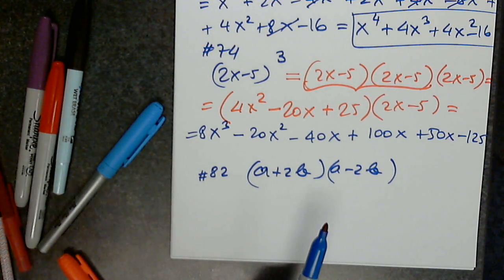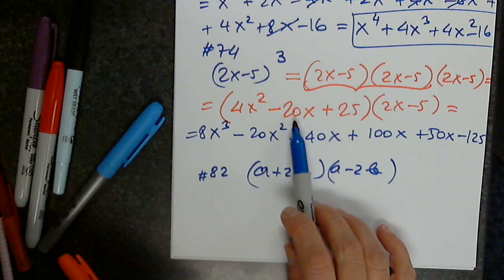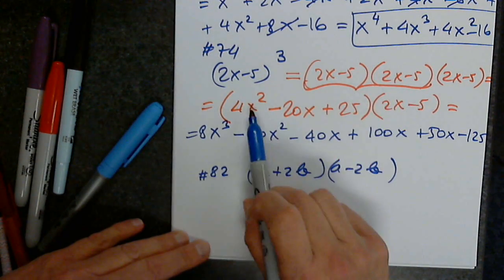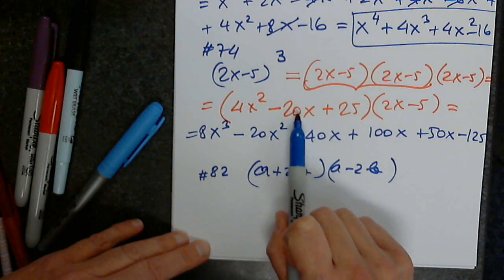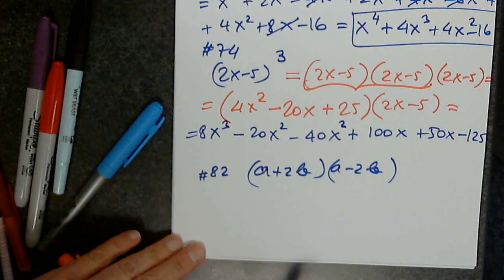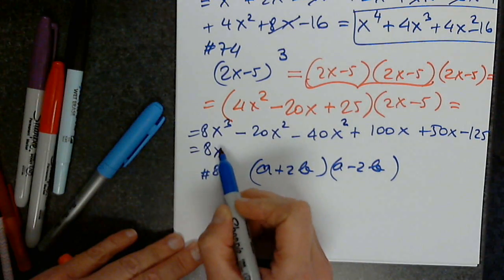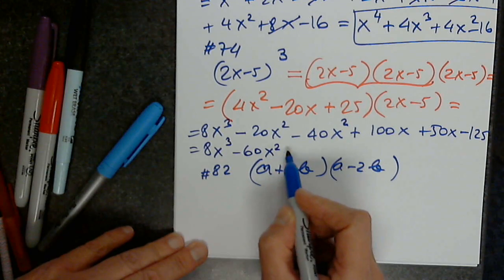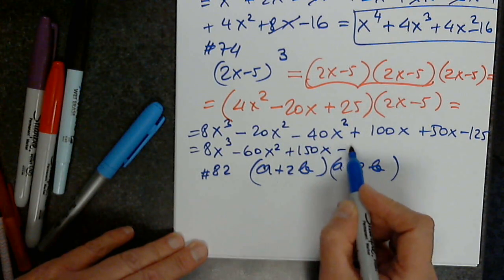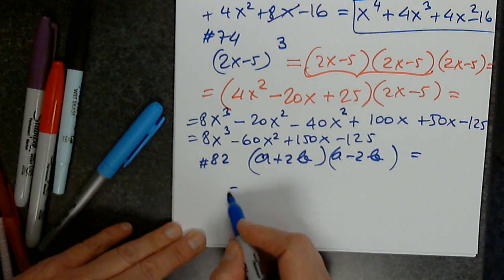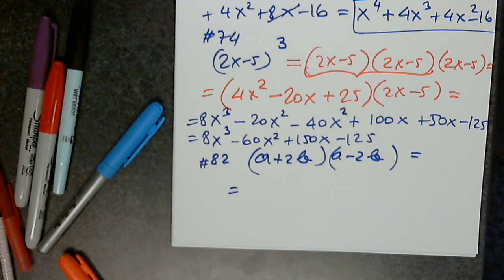Yes, when you multiply the 20 times the 2, it's going to be x squared. Oh, yes, of course. So this is 40x squared. Yes, absolutely. Thank you. Extra credit. Yes, of course. So minus 60x squared plus 150x and minus 125, correct? Okay, next one is 82.